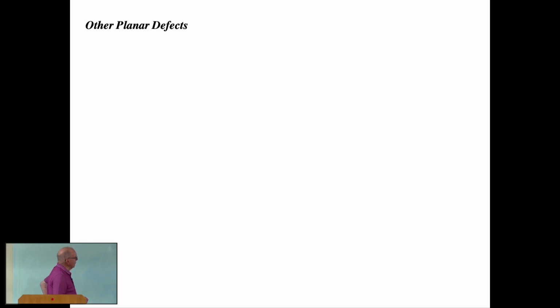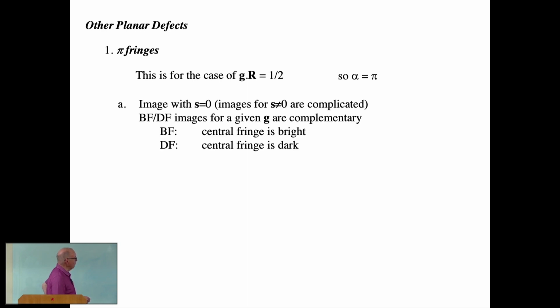So there are other planar defects that you might see, the pi fringes. This is the case for G dot R is 1/2. And so alpha is pi. So images with S equals 0. Again, images for S not equal to 0 are complicated. So when S is 0, bright field and dark field images for a given G are complementary. Bright field, the central fringe is bright. Dark field, the central fringe is dark.